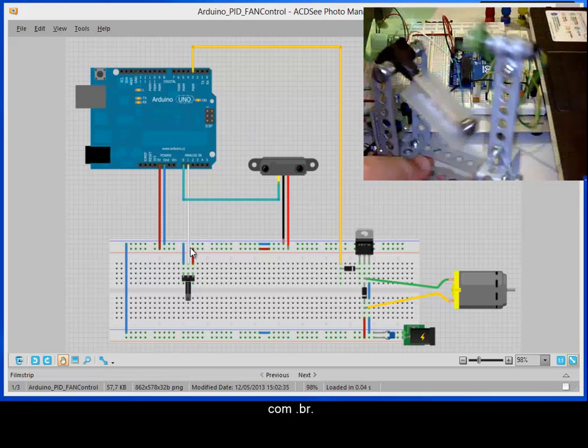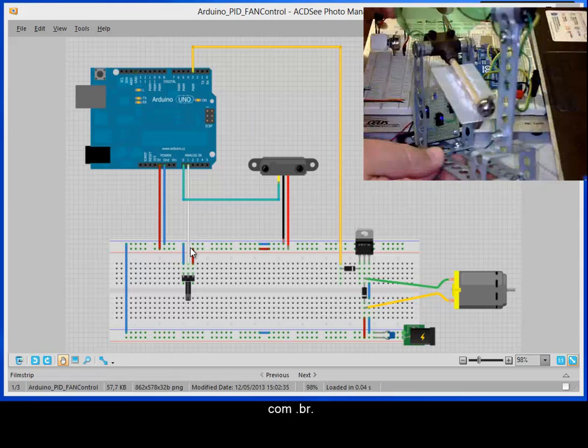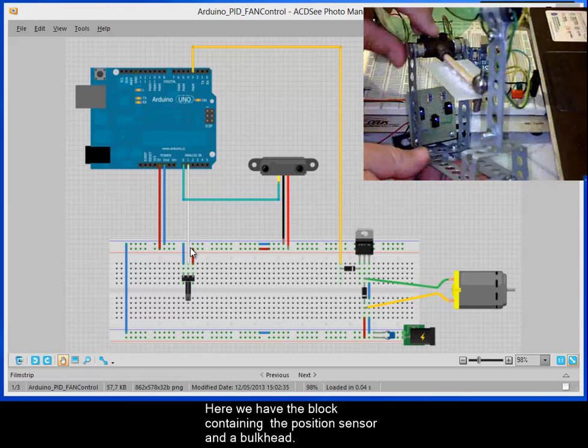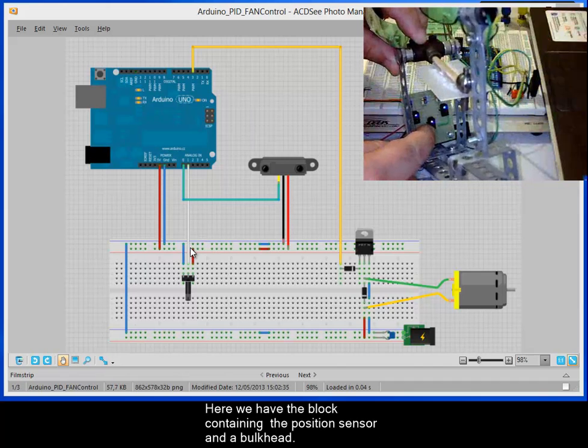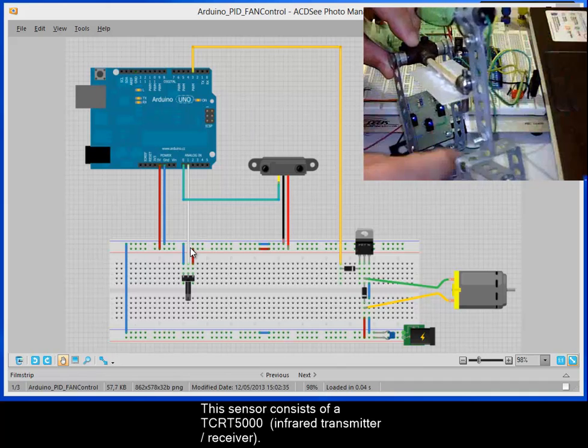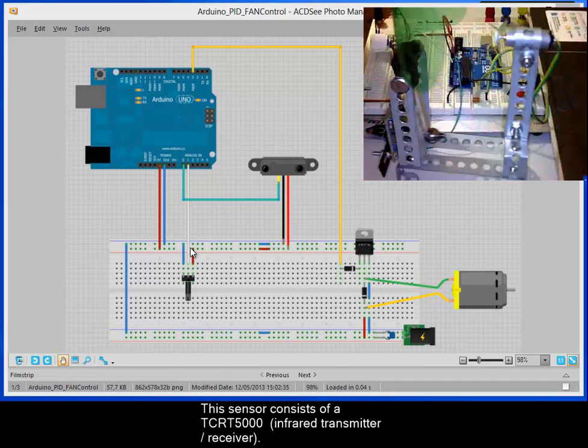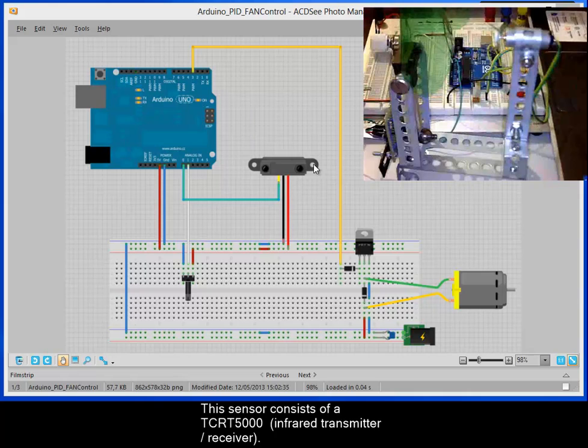In our apparatus, we have a block with the TCRT5000 sensor, and here in our schematic it has the positive and negative connections, and the signal connected to A0 of the Arduino.